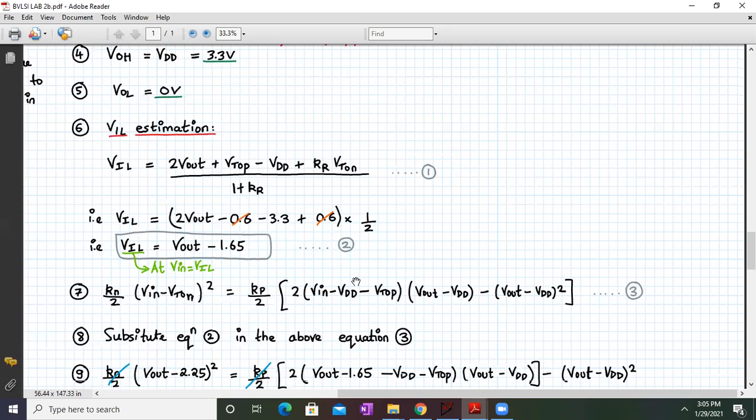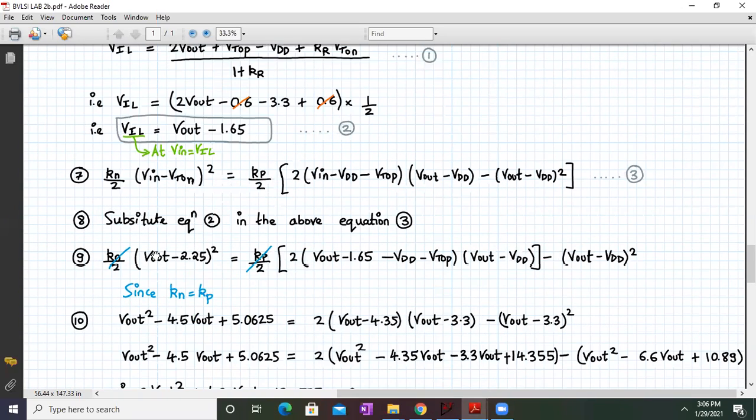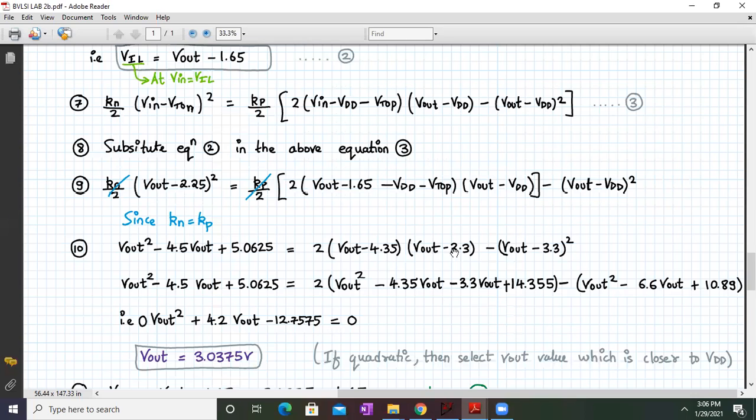You call this equation number 2, and you have another equation. Again, this will come from the derivations. So we have this equation number 3. You substitute the value of equation number 2 in 3. Wherever we have V in, you substitute there V out minus 1.65. Here I've already substituted that. Kn is equal to Kp, so this will cancel out. Next step, you simplify them and you will get a quadratic equation.